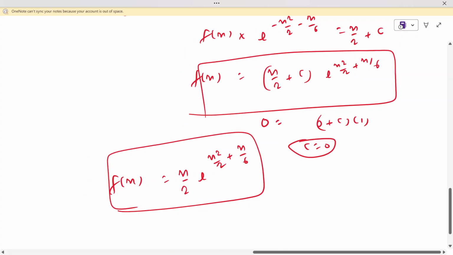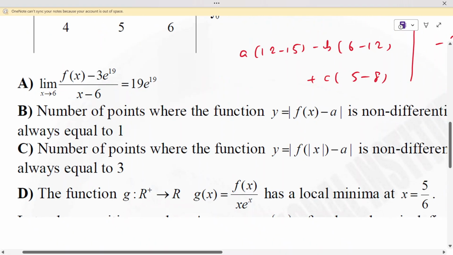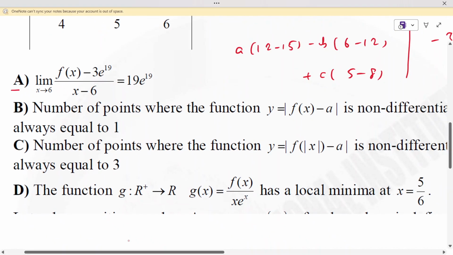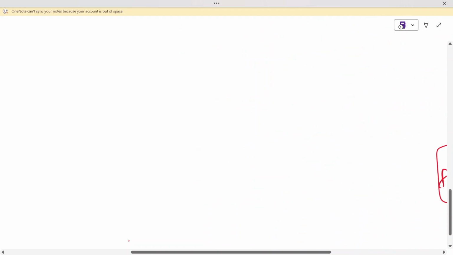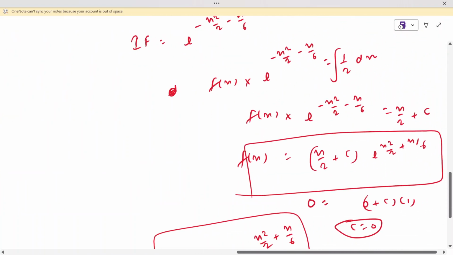तो फंक्शन x by 2 into e की पावर x square by 2 plus x by 6। ओके, नाउ ऑप्शन पढ़ते हैं। तो पहले चेक करने लगे, ऑप्शन है तुम्हारे पास A और D। तो वो हमारा क्या है? x by 2 e की पावर x square by 2 plus x by 6। आई गेस x square by 2 ही है ना वो?